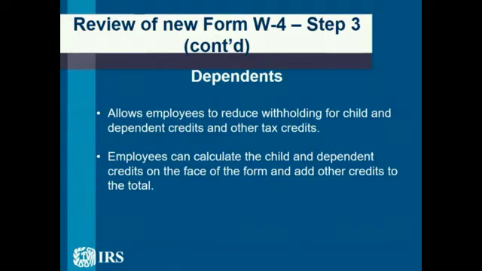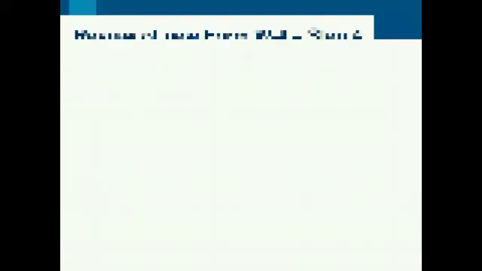As part of the total amount in Step 3, employees may include estimates of other tax credits, such as education. Rather than increasing withholding allowances, which is the approach used in prior Forms W-4, on the 2020 form, these credits will directly offset the amount of withholding. In addition, the calculation for dependent credits is made directly on the face of the form.